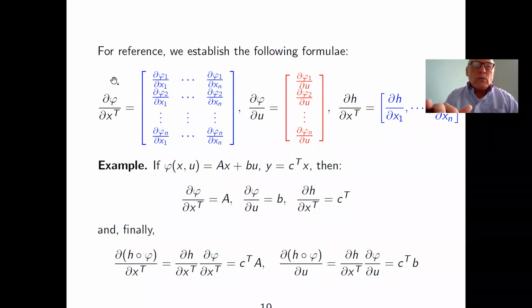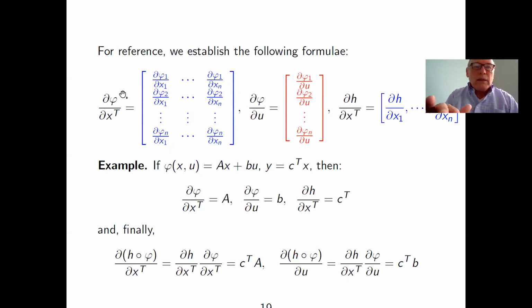Some of the elements that we will be needing in the approach is, let's say, the matrix constituted by the gradients of the vector function phi. So the first row is the gradient of the first component of phi. The second row is the gradient with respect to x of the second component of phi, and so on. So this is an n times n matrix.